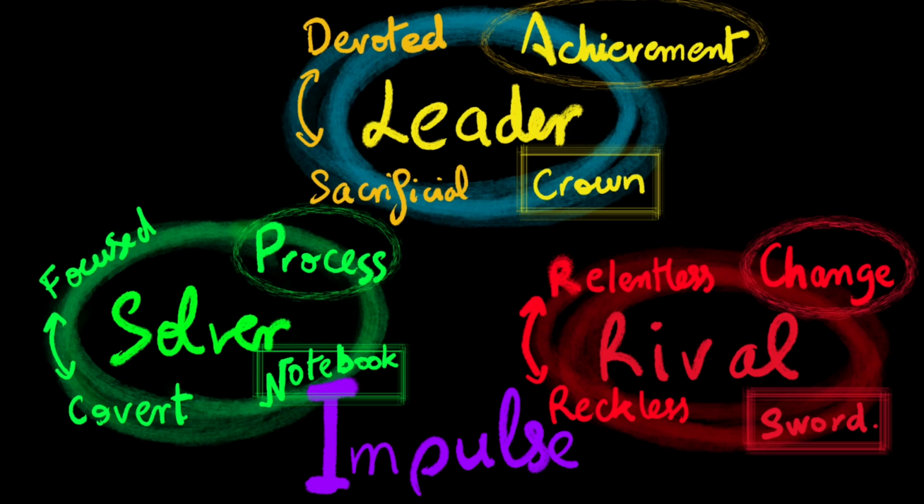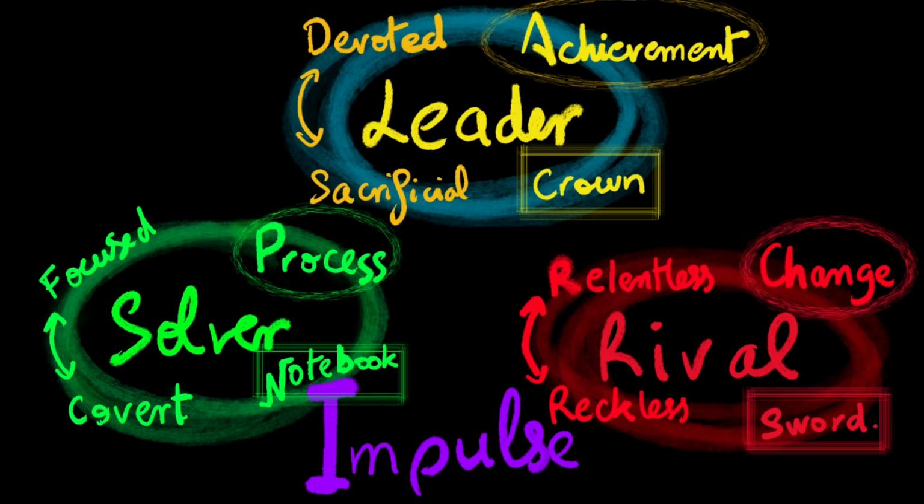The leader is devoted to her team, which may lead her to be sacrificial. She is solely motivated by achievement. The leader wants her team to act, to evolve. Her symbol is the crown.